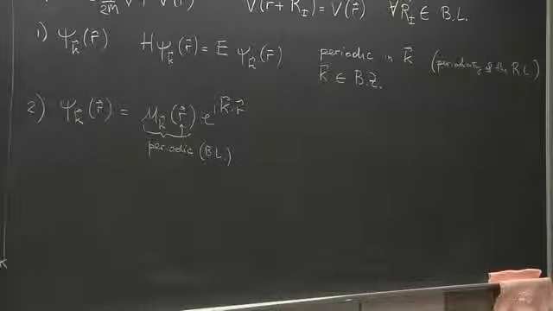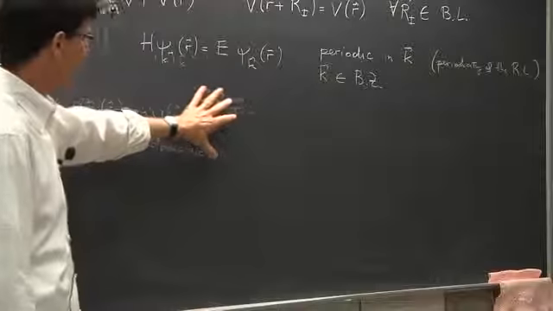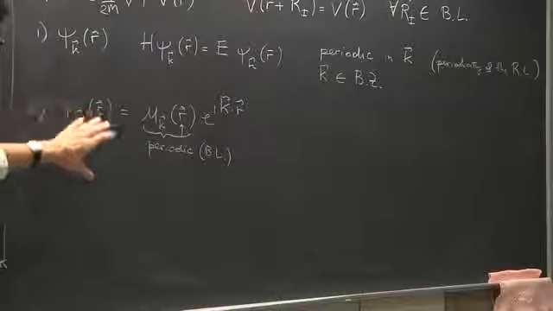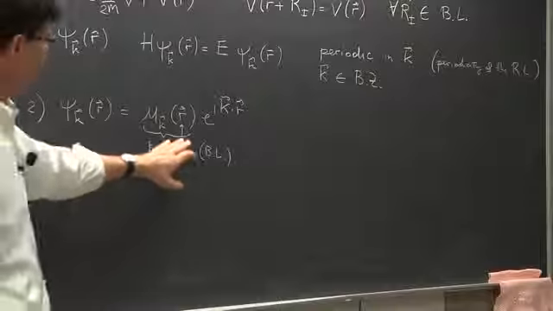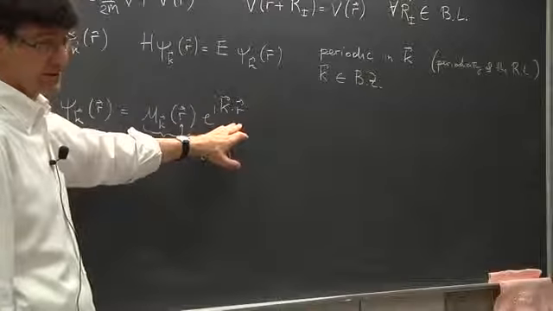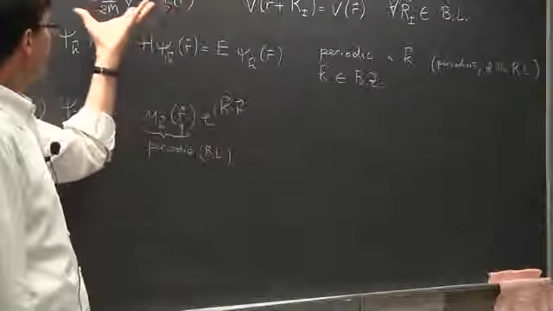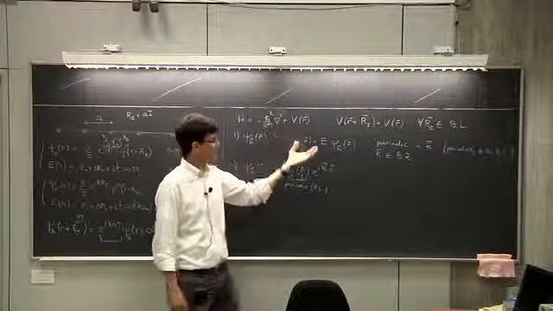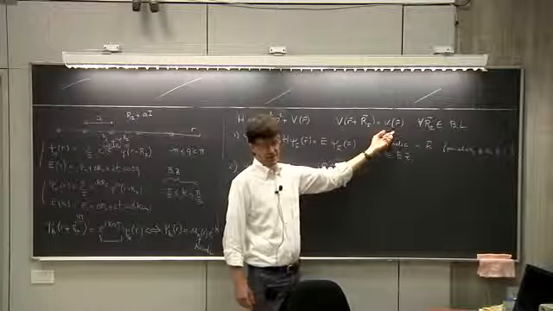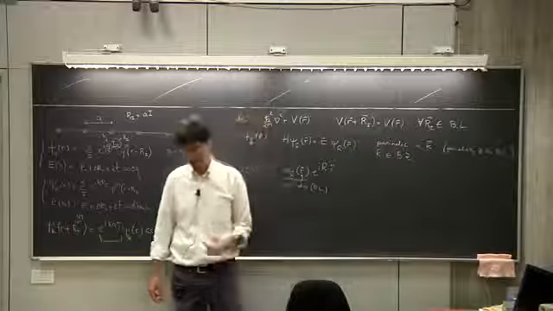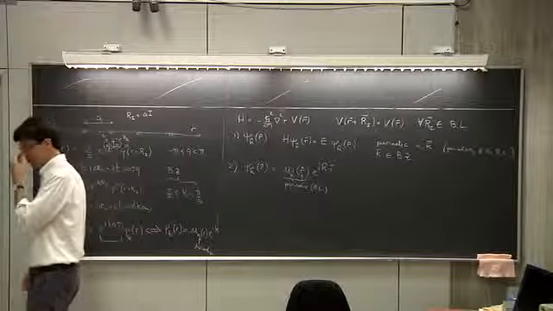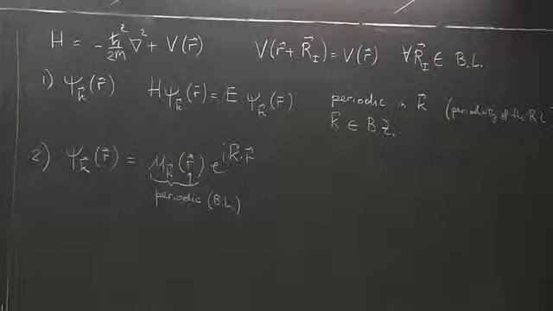Now, let me elaborate a little bit more the statement here. What I'm saying here is that the wave function contains a periodic part and a phase. Now, this Hamiltonian here has this kind of translational invariance. So in the language of quantum mechanics, it's a Hamiltonian with a symmetry, a very specific symmetry. It's a translational symmetry.